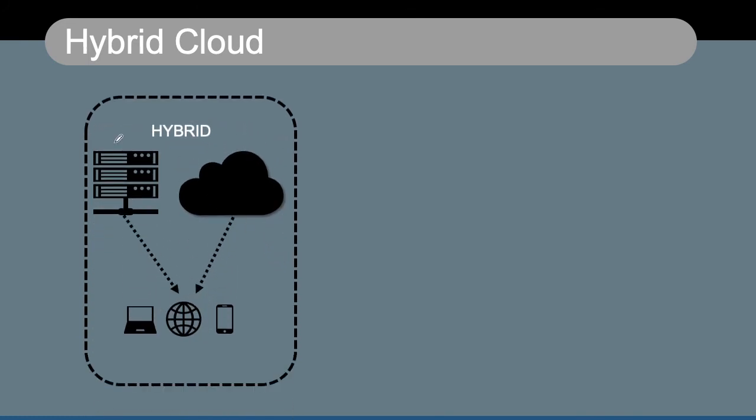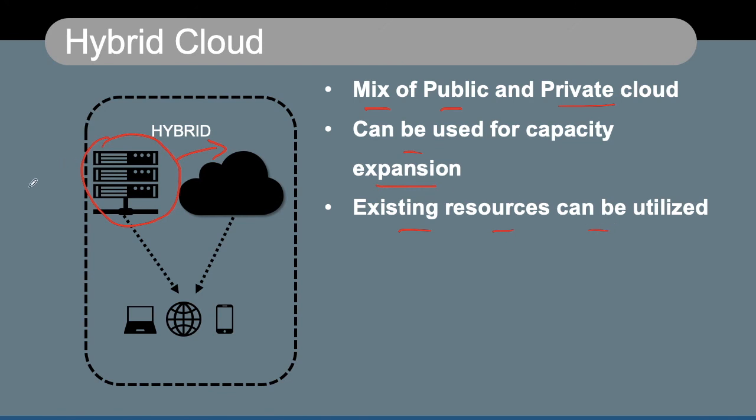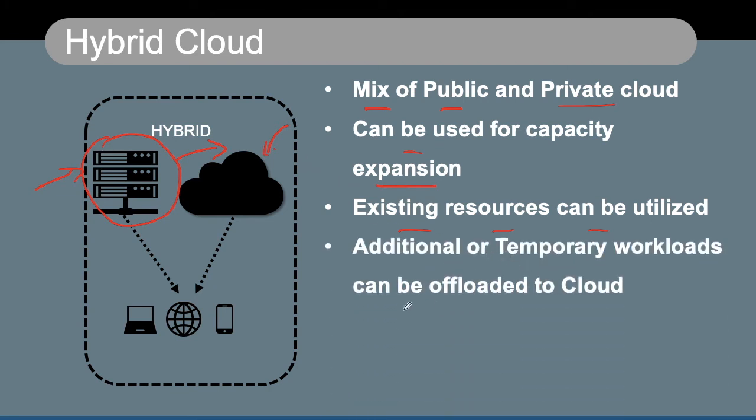Now hybrid cloud, what happens whenever you have some on-prem data centers and now you want to expand your capacity, and for the expansion of those capacities you move to the cloud environment. That is where we call it hybrid cloud. So hybrid cloud is a mix of public and private cloud, can be used for capacity expansion. Existing resources can be utilized, so you are actually using your existing resources of your own data center as well as using additional capacities of cloud environment, and additional or temporary workloads can be offloaded to the cloud. So you can actually offload your additional capacity requirements or your additional workloads or temporary workloads to the cloud.